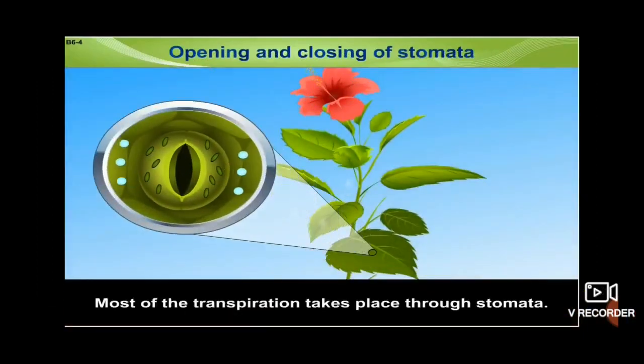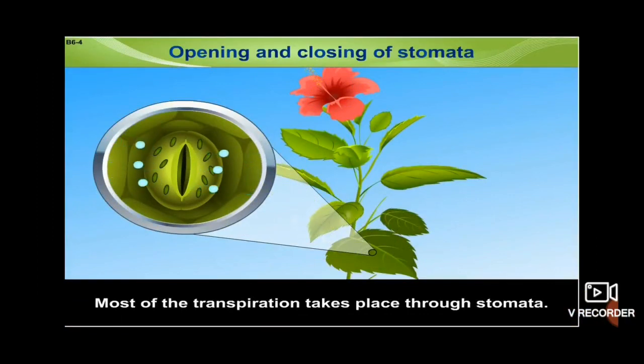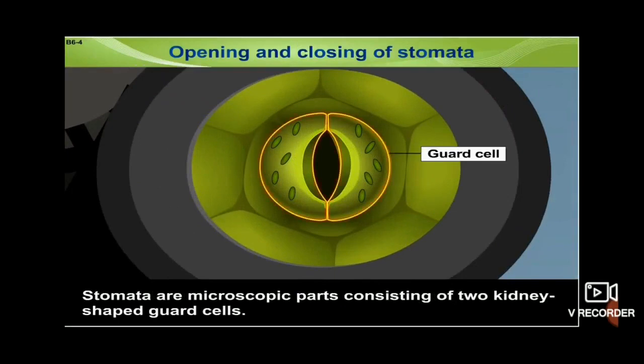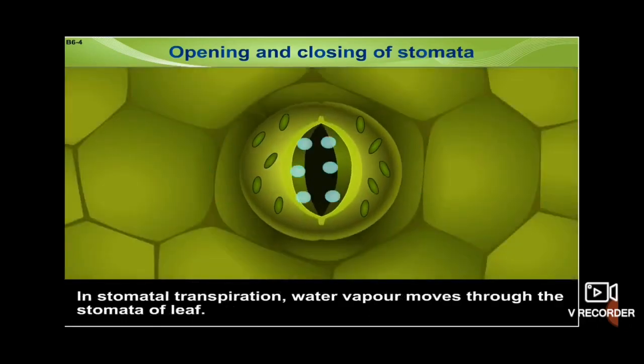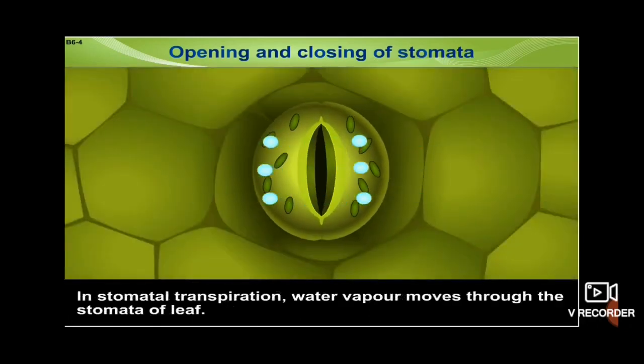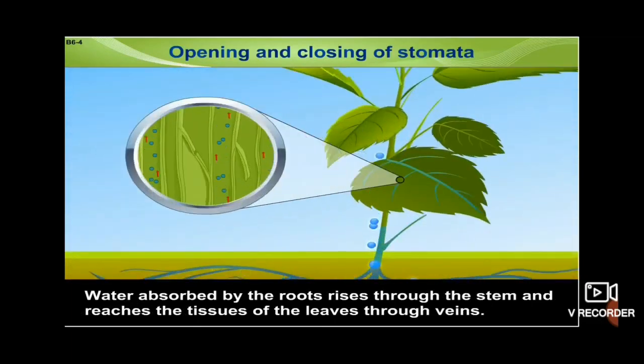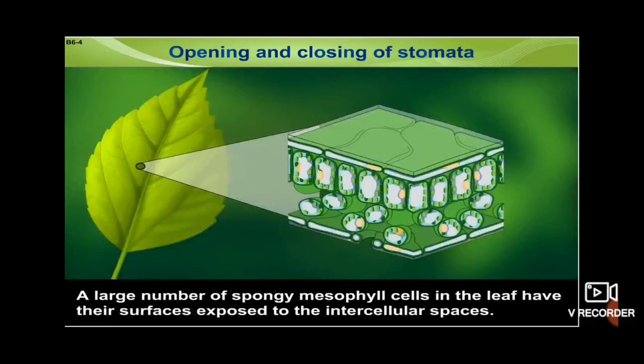Most of the transpiration takes place through stomata. Stomata are microscopic pores consisting of two kidney-shaped guard cells. In stomatal transpiration, water vapor moves through the stomata of the leaf. Water absorbed by the roots rises through the stem and reaches the tissues of the leaves through veins. A large number of spongy mesophyll cells in the leaf have their surfaces exposed to the intercellular spaces.